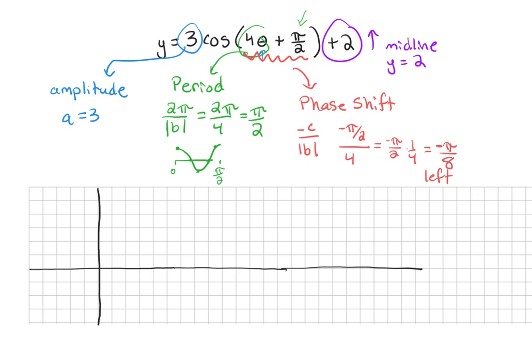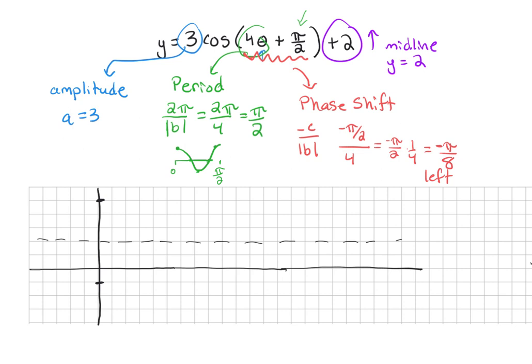So let's start getting some things on the graph. So just draw the x and the y-axis, and let's start with the midline is going to be up 2. So here's my dotted line. And then the amplitude is 3, so from the midline up 1, 2, 3, and down 1, 2, 3, just little markers to remind myself.